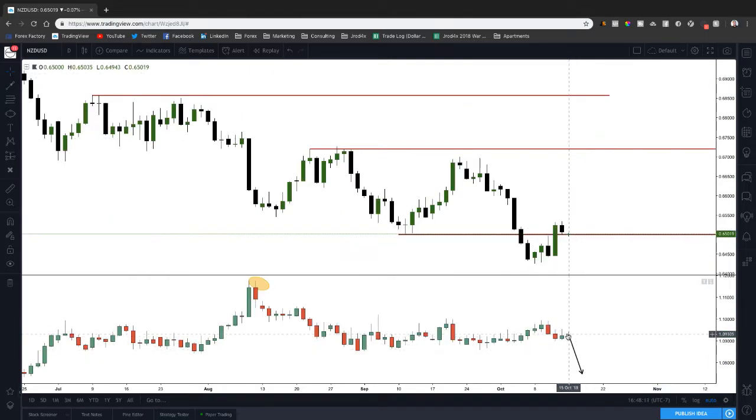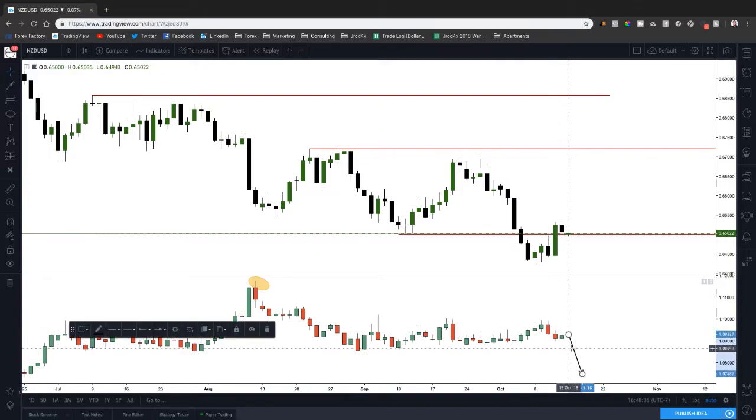If they decide to take this pair lower, what does that mean for NZD USD? Strength, right? Because if AUD NZD is dropping, that means AUD is weaker than NZD, which means NZD is stronger than AUD.